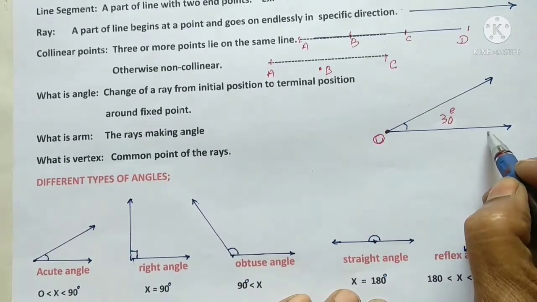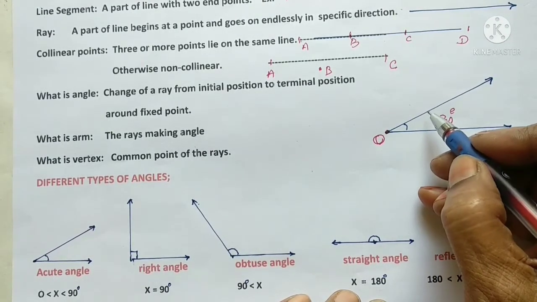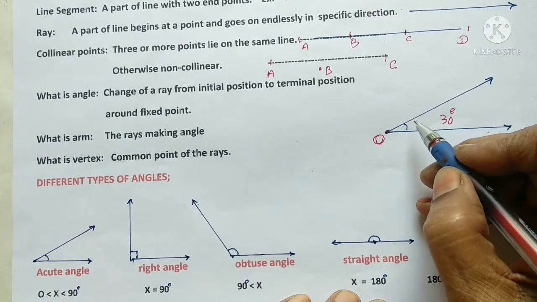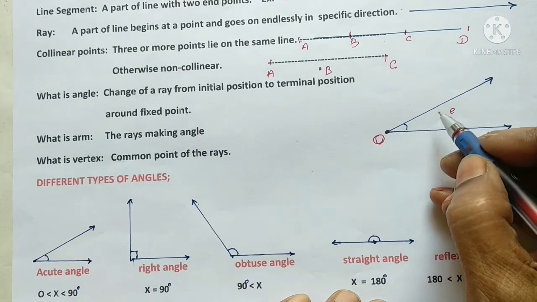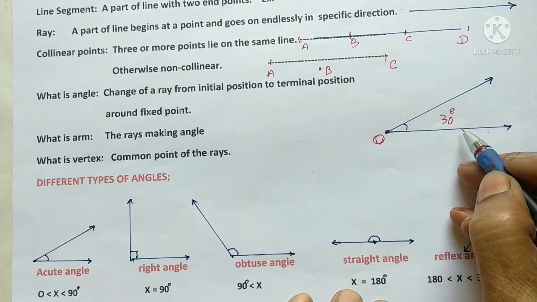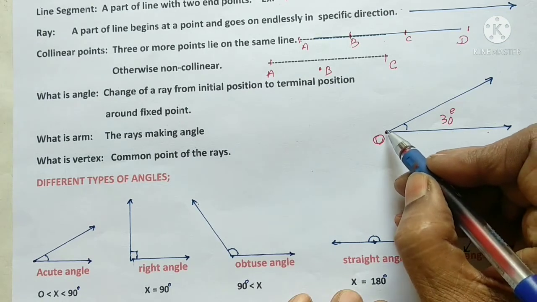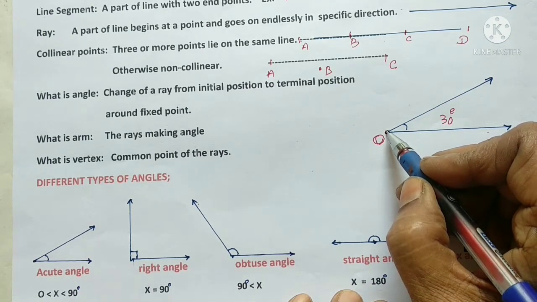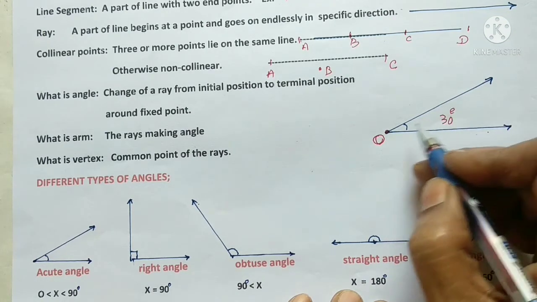This is called the original ray, and this is called the arm of the ray. The rays making the angle are called the arms. Means this is one arm and this is the second arm, and this is called the vertex. The common point of these two rays is called the vertex.